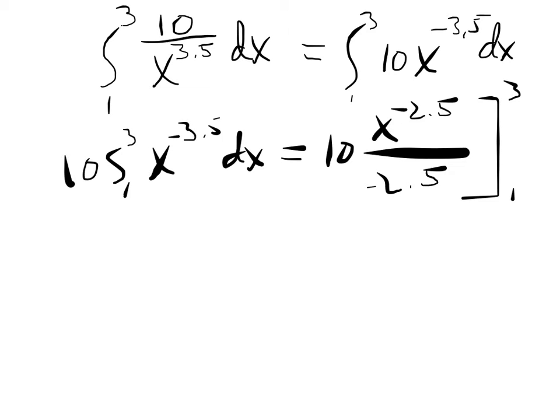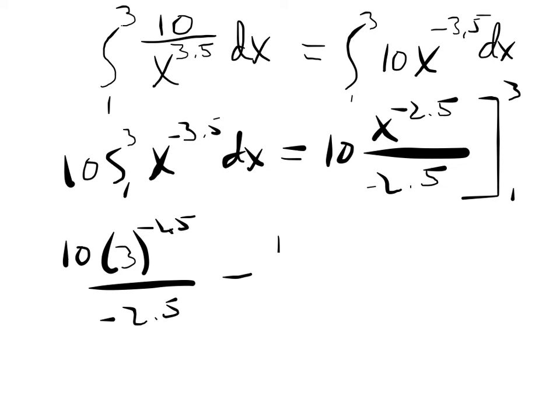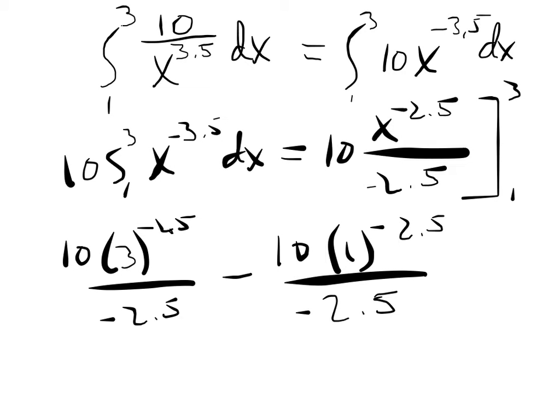So we'll go 10 times 3 raised to the minus 2.5 divided by minus 2.5, minus 10 times 1 raised to the minus 2.5 divided by minus 2.5. And then this can be simplified quite a bit.